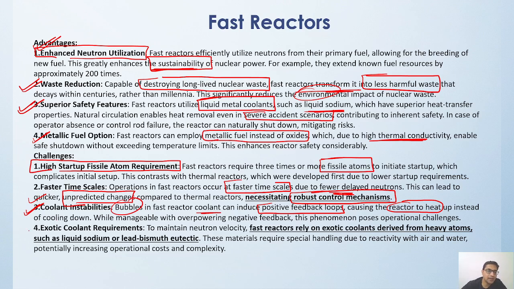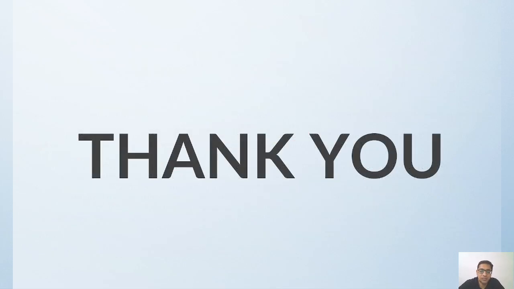Then there is the exotic coolant requirement. In order to maintain the neutron velocity, we should rely on certain other new coolants, like liquid sodium or lead-bismuth eutectic. So we have to depend on other coolants which will further enhance the reaction in this fast reactor. This will further increase the price, operational cost and complexity of the fast reactor. So this is all about the fast breeder reactor.